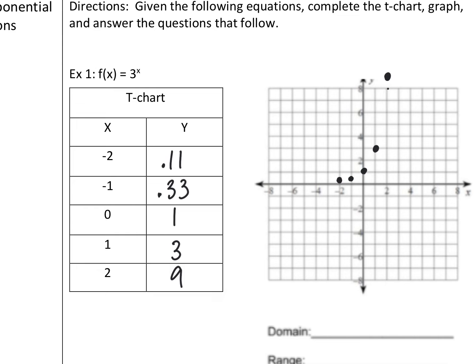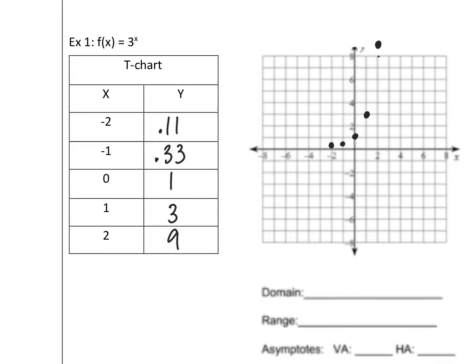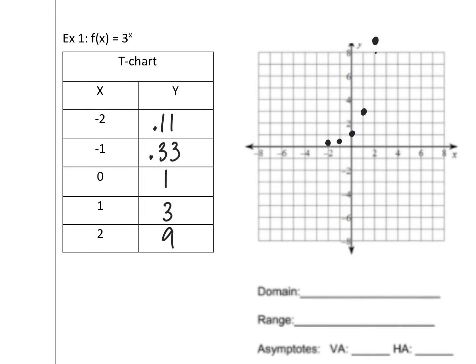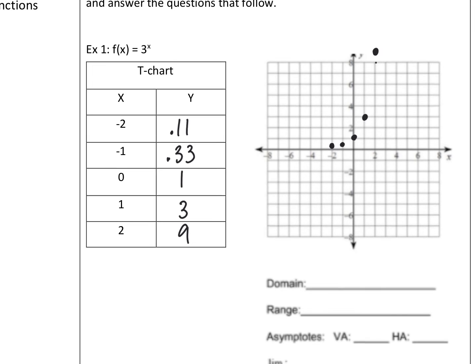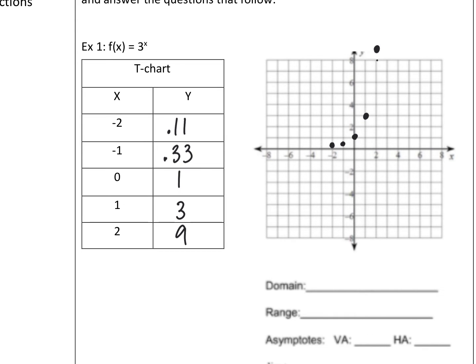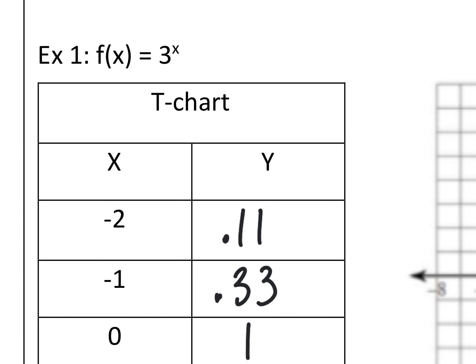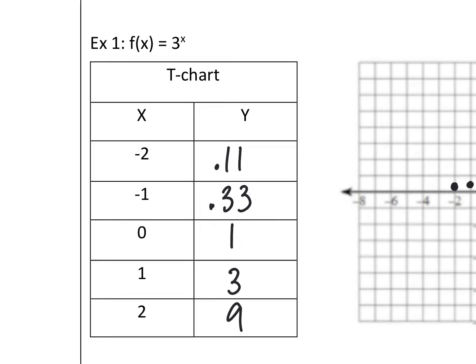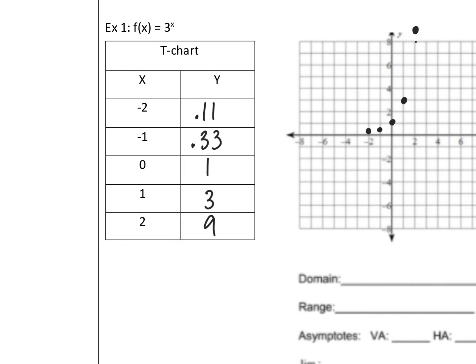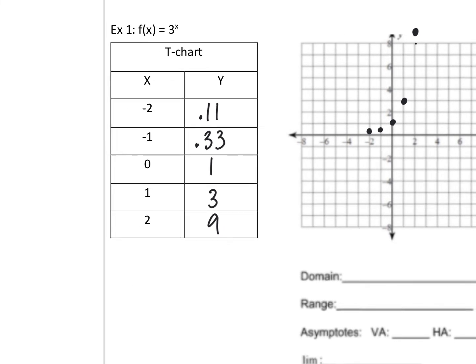Okay, so there are my points. And the next thing I want to look at here, and I could have done this before I graphed it, it might have helped me visualize this a little bit better. But if I look, what's the K value on this? 0. There isn't one, so that just means that my horizontal asymptote is y equals 0.